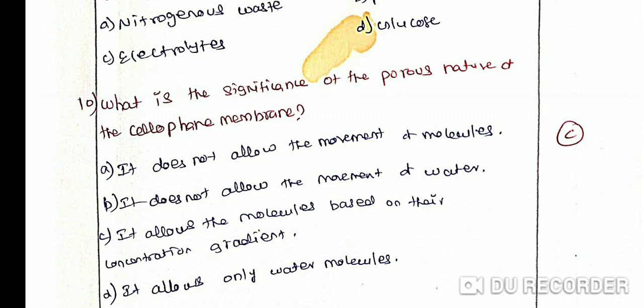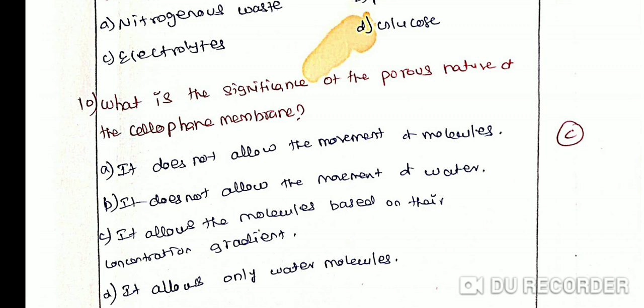Explanation: the porous membrane of the cellophane tube of the dialysing unit allows the passage or movement of molecules based on their concentration gradient. As nitrogenous wastes are not present in the dialysing fluid, this waste passively moves out from our blood and hence filters it.